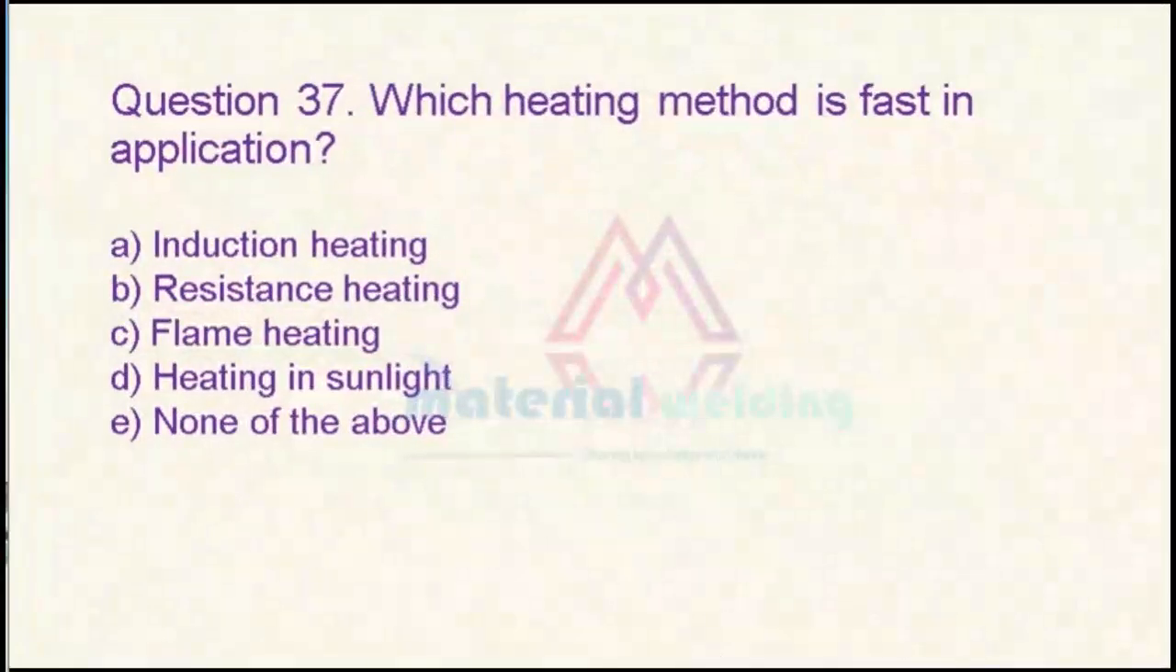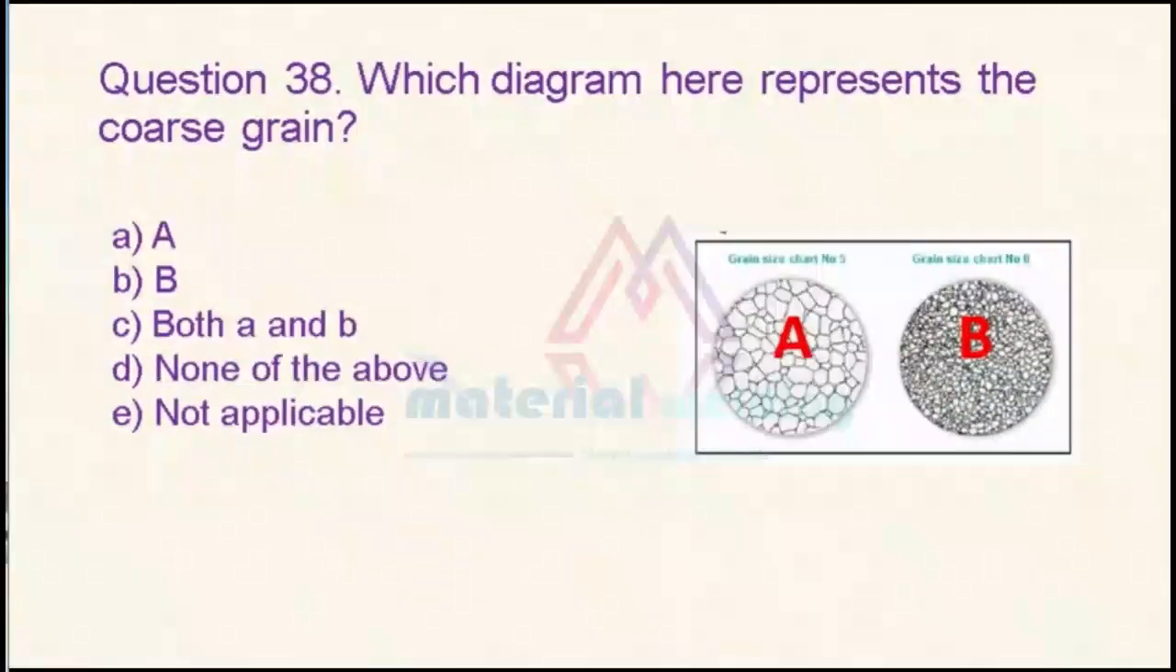Question 37. Which heating method is fast in application? A. Induction heating. B. Resistance heating. C. Flame heating. D. Heating in sunlight. E. None of the above. Question 38. Which diagram here represents the coarse grain? A. B. C. Both A and B. D. None of the above. E. Not applicable.